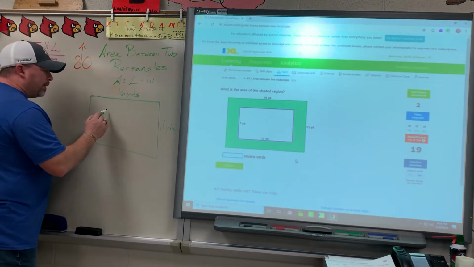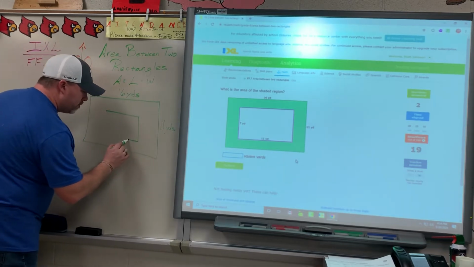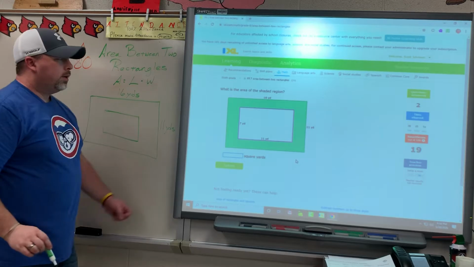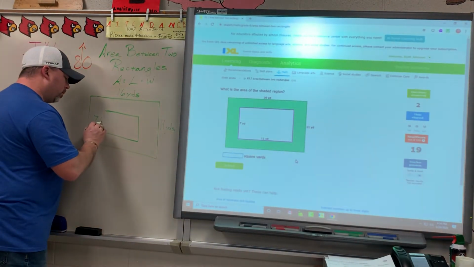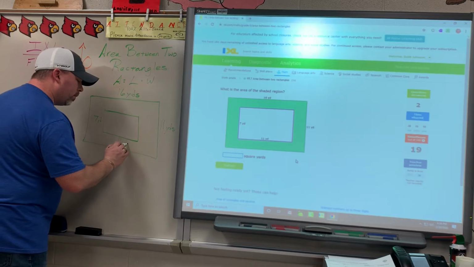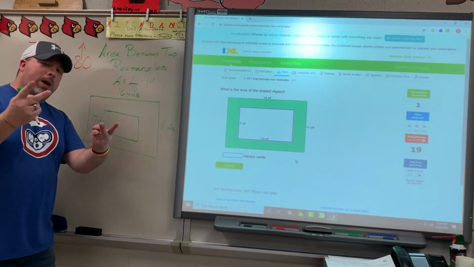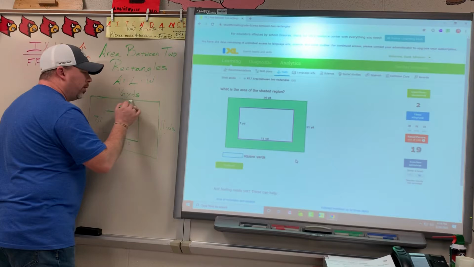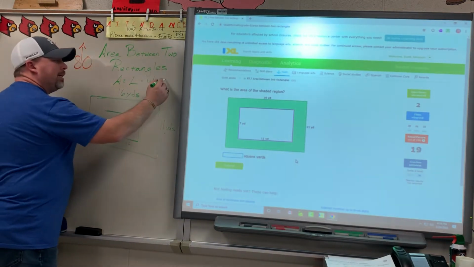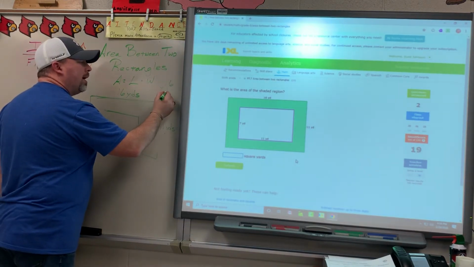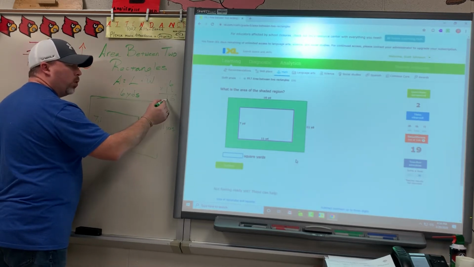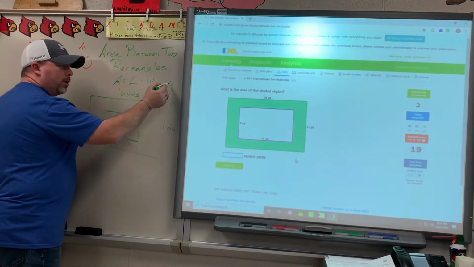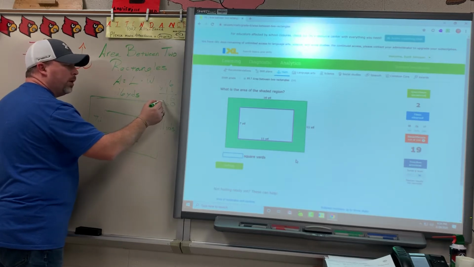The cutout piece inside of it, 7 by 11. Okay, find the two areas first. So length times width, 16 times 11. 1 times 6 is 6, 1 times 1 is 1.